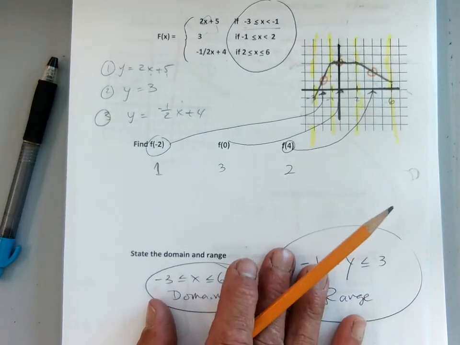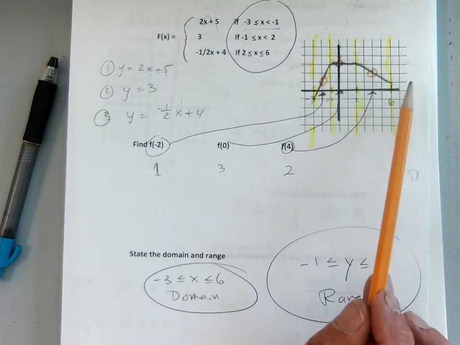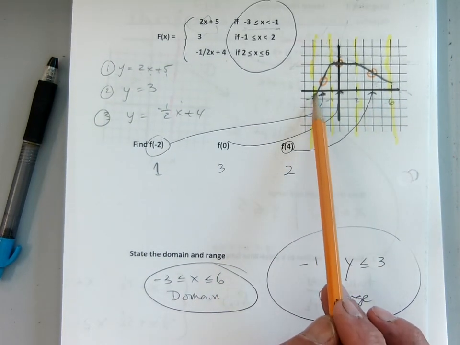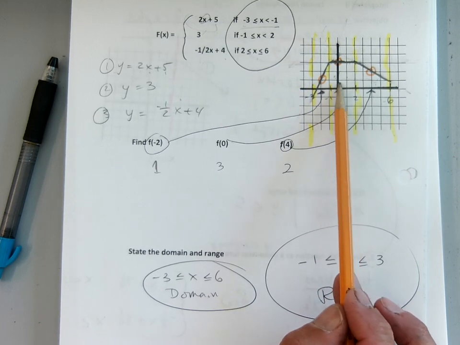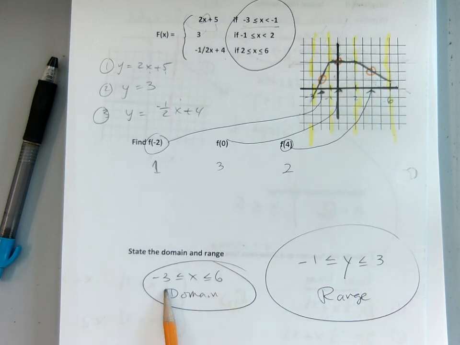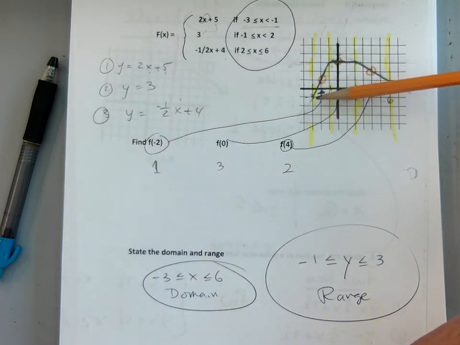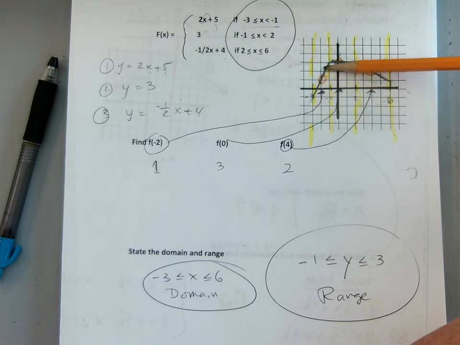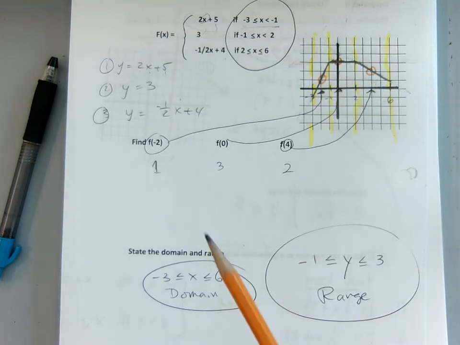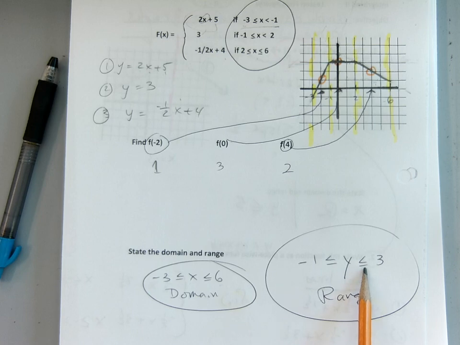Okay? Finally, domain and range. Domain is how wide it is. This graph goes from -3 all the way across to 6. So -3 is less than or equal to x, which is less than 6. That's the domain. The range is the height, or how tall it is. It starts at a height of -1 and goes up to a height of 3. That's the range. So we got -1 is less than or equal to y, which is less than or equal to 3. That is the range. Okay? Hopefully you understand this and you can do this on the final.